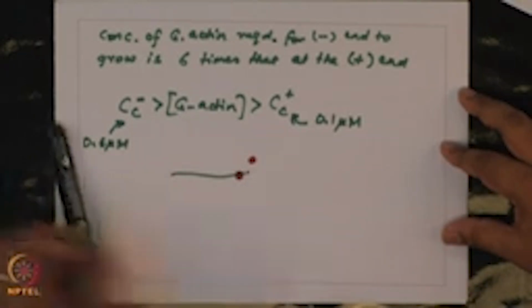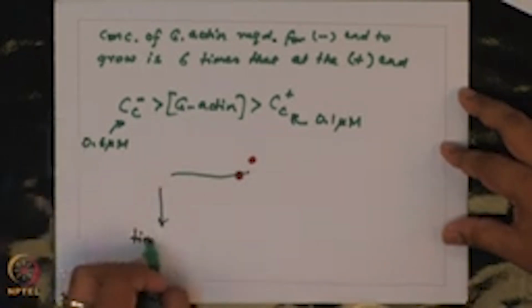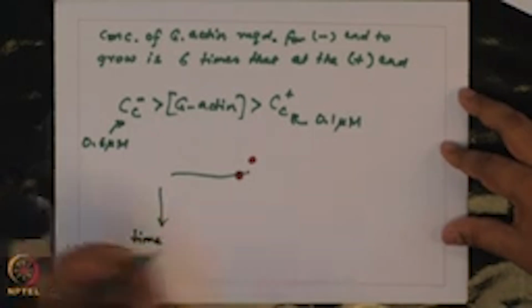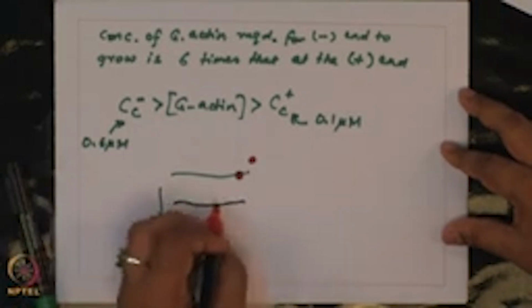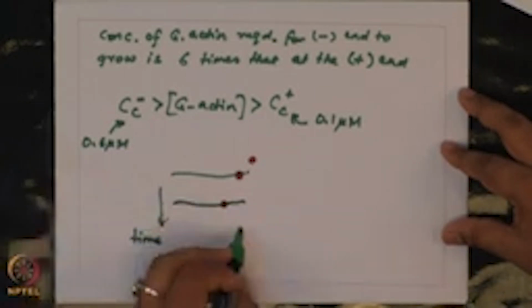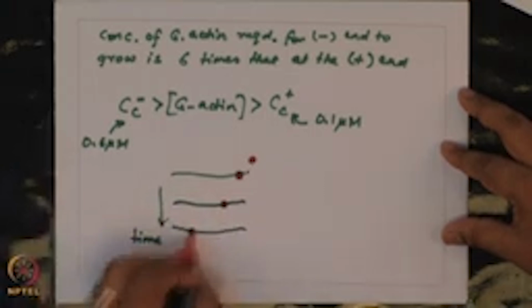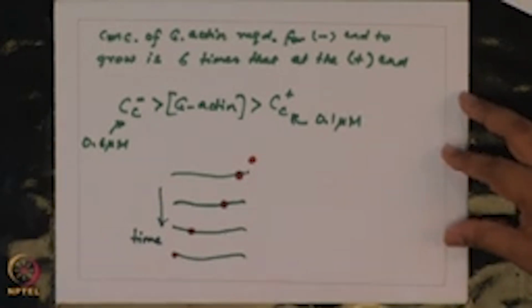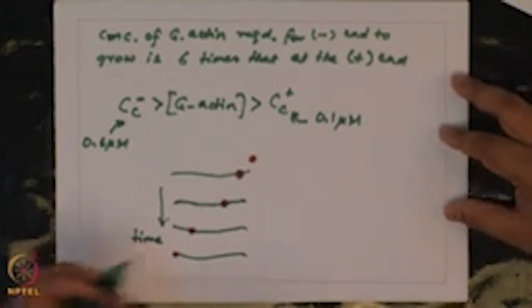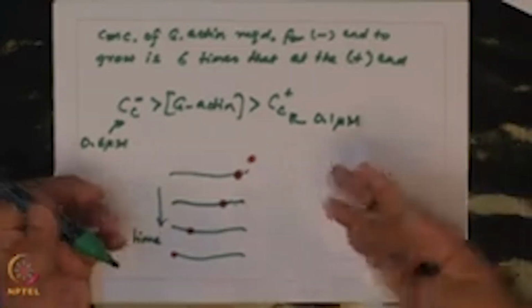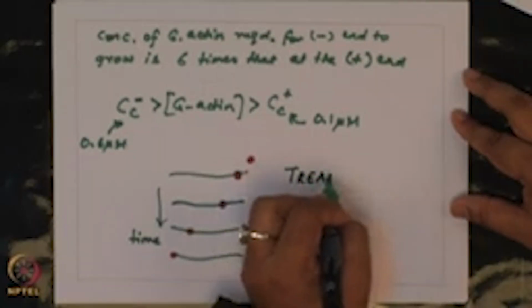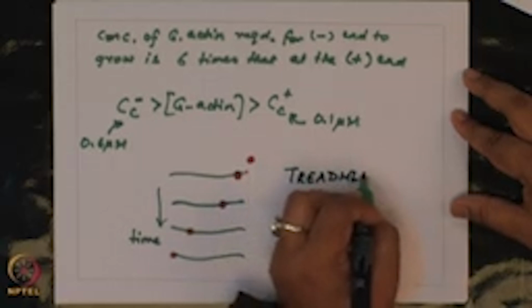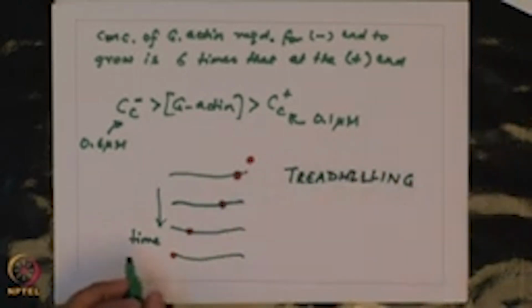If you track it as a function of time, at some time you might see that this red monomer is here, and as time goes on it will get pushed back and back, and finally at one time it will come out of the last end. So, this activity, in which something gets added at the front end and gets released from the minus end, is called treadmilling. Okay.